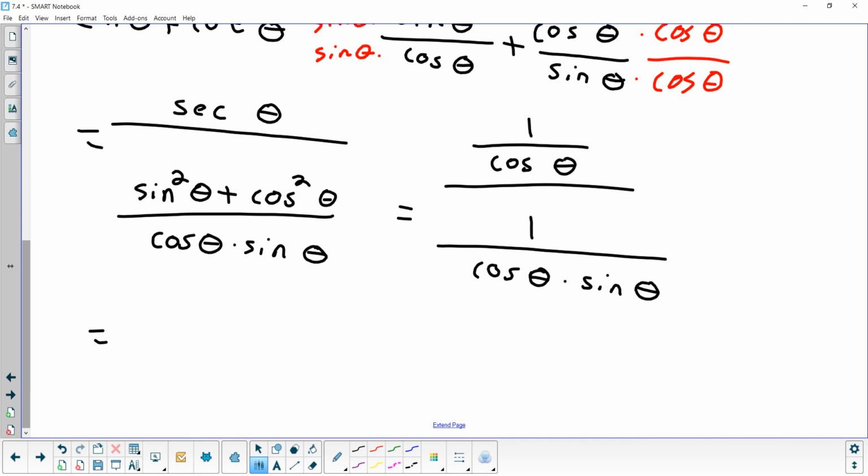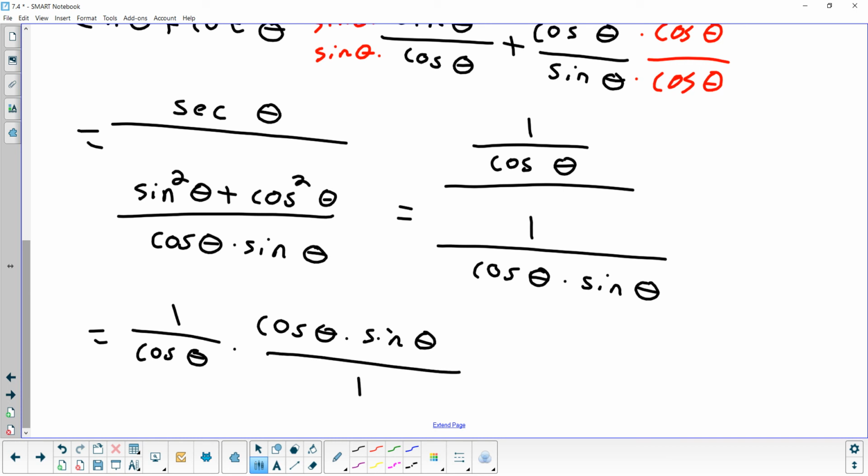Okay, now I have a fraction divided by a fraction. How do I handle that? I'm going to do 1 over cosine times cosine times sine over 1. Look at what's going to happen here. What's going to cancel? The cosines cancel, the 1s cancel. What are you left with?